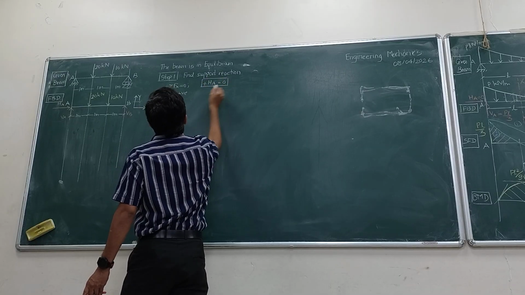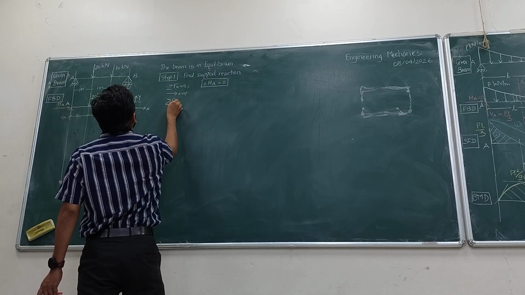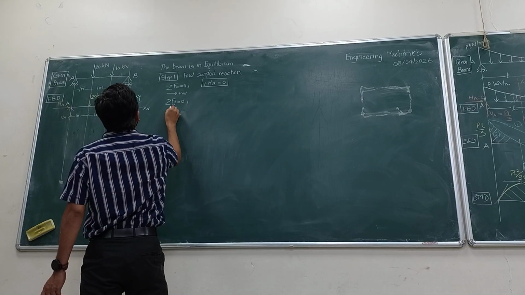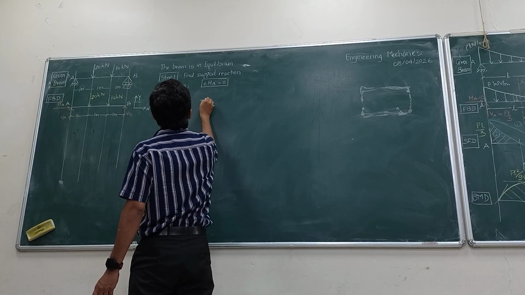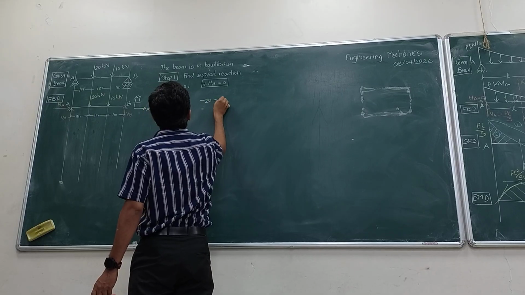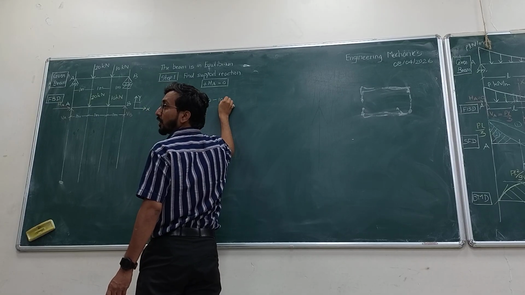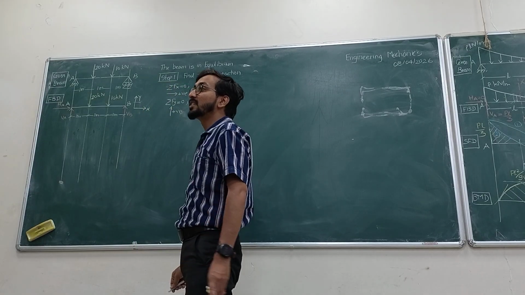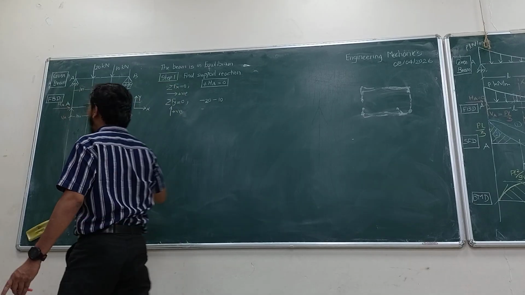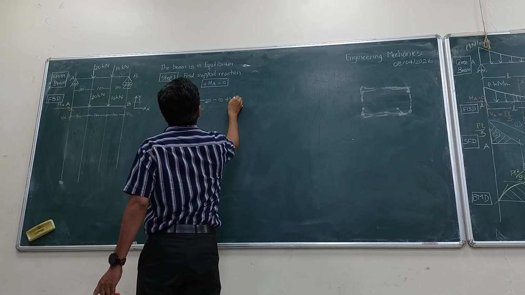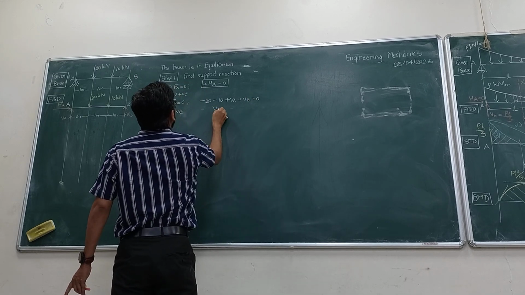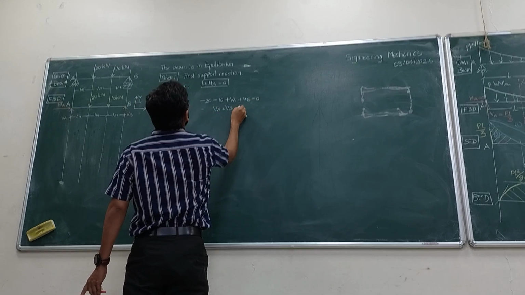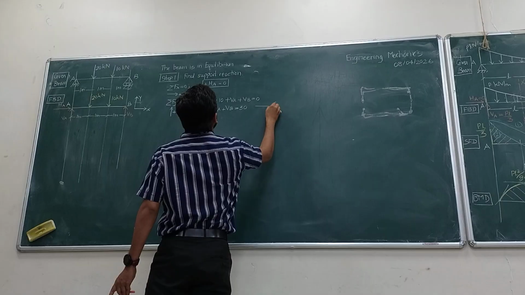Okay. Then summation Fy. If upward is positive, what will you write? -20. Okay. -10. Okay. The reactions also. Plus VA plus VB is equals to 0. So what do you get? VA plus VB is equals to 30. And this is equation number 1.